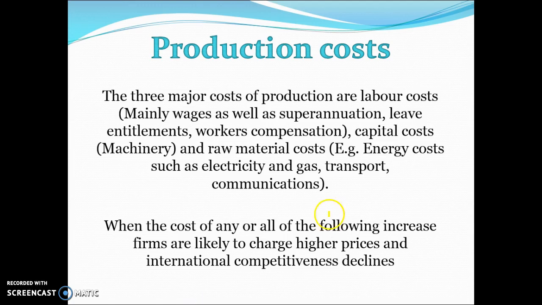The three main costs are labour costs, and when I mention labour costs, the main one would be wages, but it also includes costs related to superannuation, leave entitlements for employees, and workers' compensation. Capital costs are mainly the cost of machinery, and then raw material costs, which include things like energy costs, so gas and electricity, transportation, and things like that. When any of these costs fall, it helps to boost our international competitiveness.